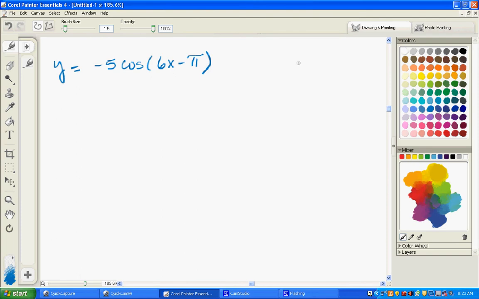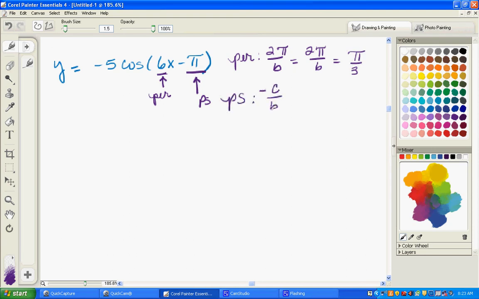Okay, when we're graphing this, what we have to recognize is that this gives us information about the period, and this gives us information about the phase shift. So we've got period, phase shift. Okay, so the period, I know, comes from 2 pi over b, where 6 is b. So 2 pi over 6, or just pi over 3. And the phase shift comes from -c over b. Since our c in this case is already negative, we're going to change that back to a positive, pi over 6.